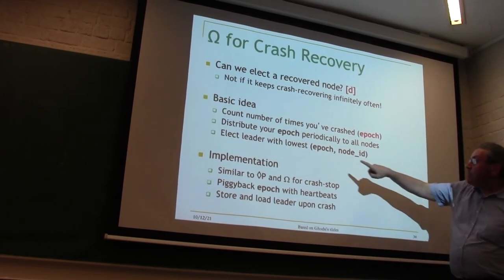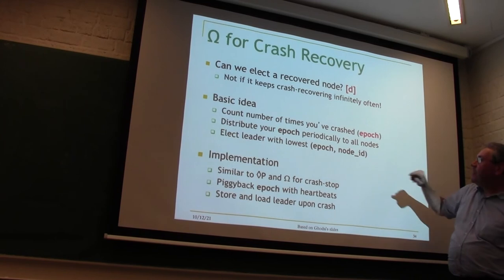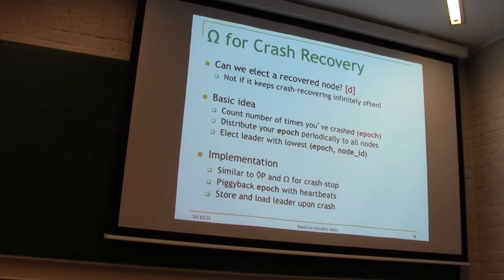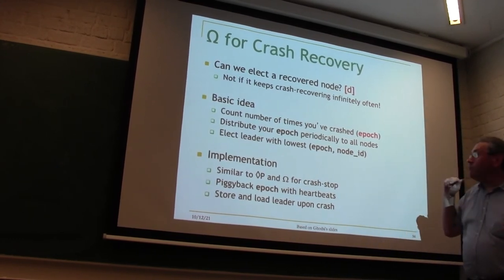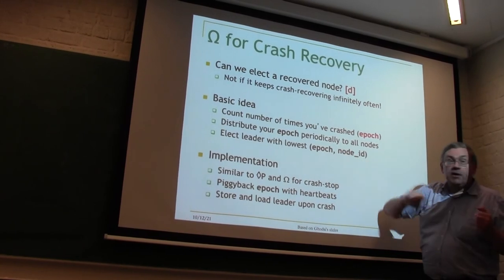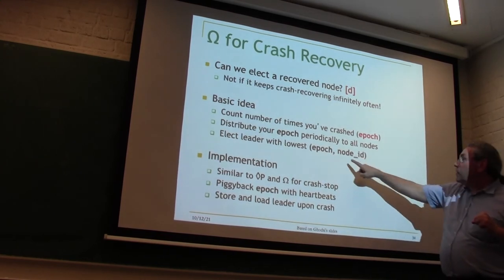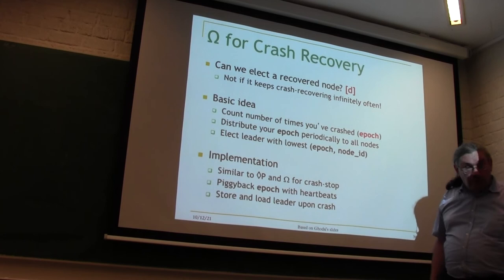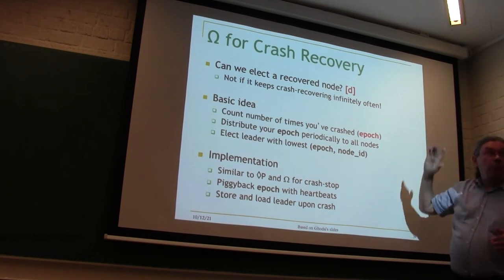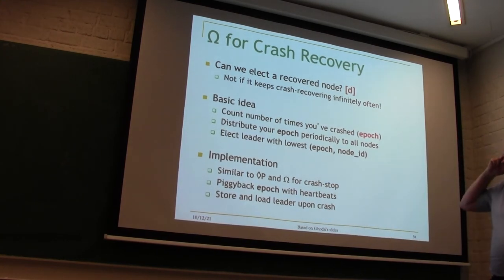The idea is that you will elect the leader with the lowest epoch, along with the node ID. That means all the nodes will know the epoch of the leader. In the ranking function, there's the epoch we added. Once you start ranking the nodes, you favor the ones with low epoch numbers. That means for a node that crash-recovers too much, the epoch number will grow forever, and we will not pick that one. So we will pick the node with the lowest epoch.